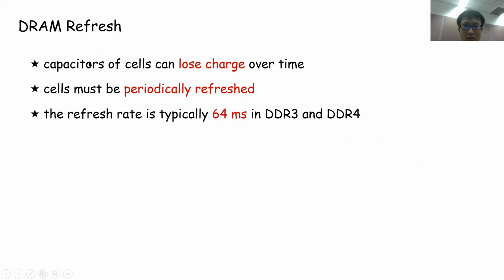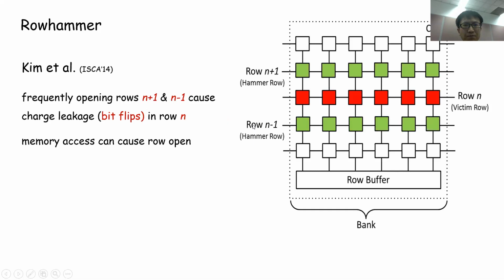But these capacitors of cells can lose charge over time, so we must periodically refresh these cells to maintain their charge. Typically, the refresh rate in DDR3 and DDR4 is 64 milliseconds. The density of the DRAM cells increases significantly. The DRAM rows can electrically interact with each other.